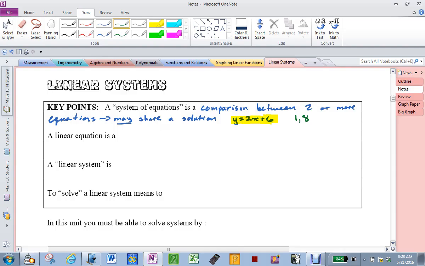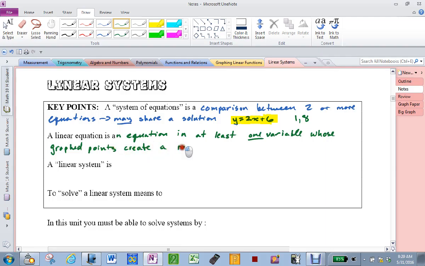What kind of variable? Supreet. Yes, it has to have an independent and a dependent variable. If it doesn't have that, you're not going to be able to graph it, right? Okay, so a linear equation should be an equation in at least one variable, right? Because it's got to have at least one variable, right? And I'm going to mix two definitions together, whose graphed points create a repeated pattern.